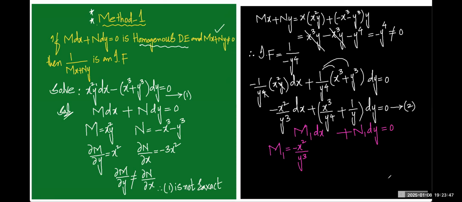So our M1 value is minus x square by y cube. Minus is also there, sorry, x square by y cube. This one we have to differentiate partially with respect to y. It means minus x square is a constant outside, dou by dou y of 1 by y cube, which can be written as y to the power of minus 3. Correct?